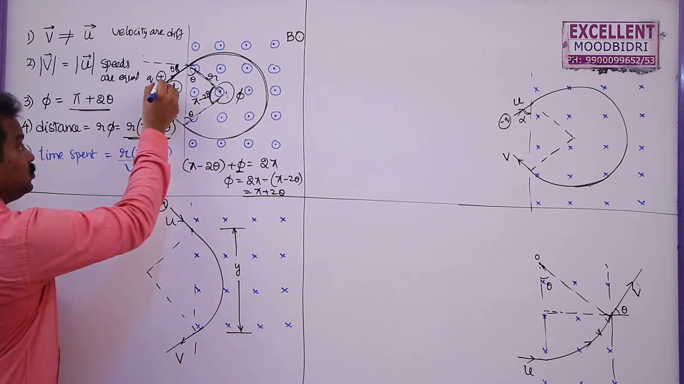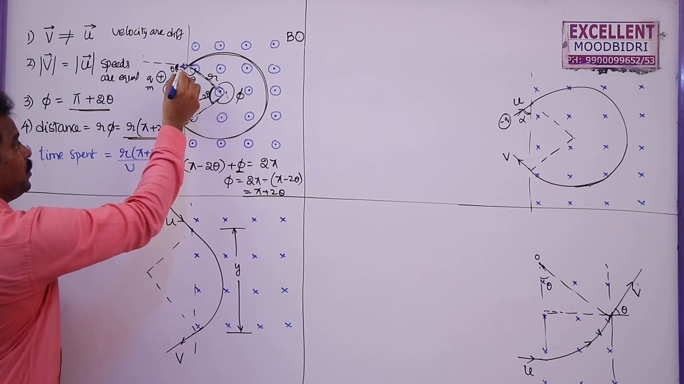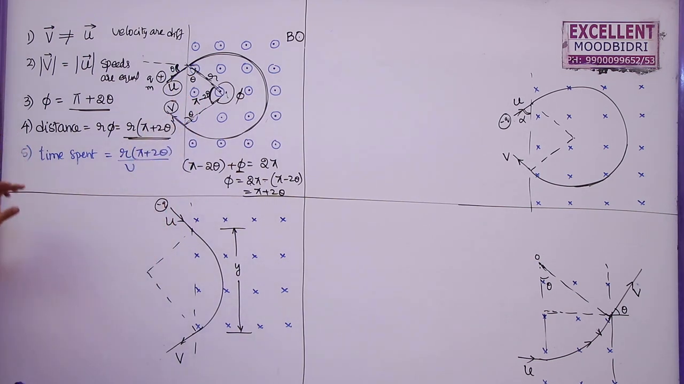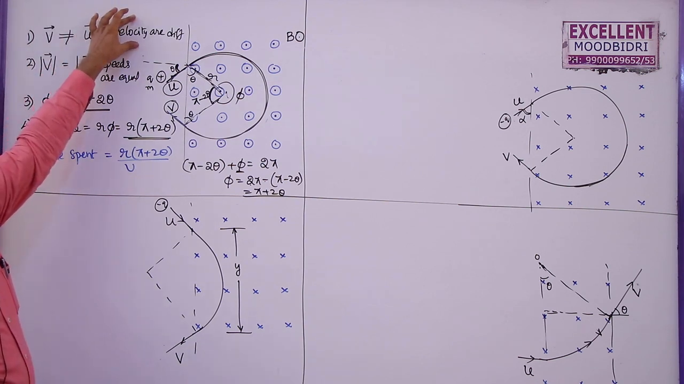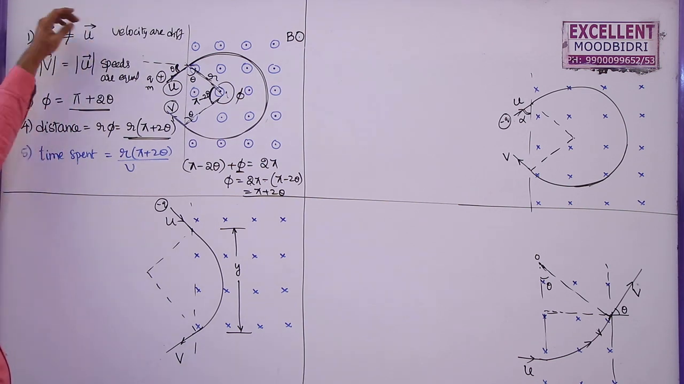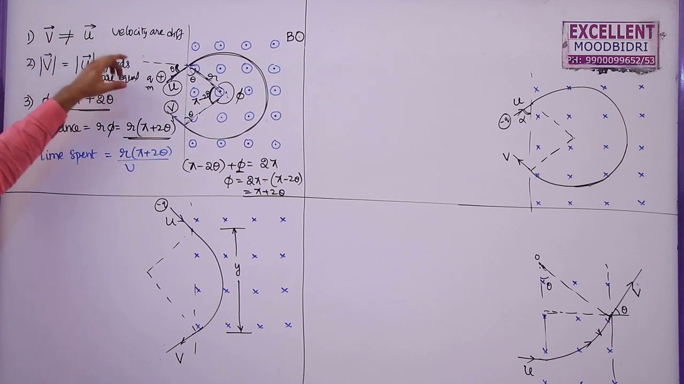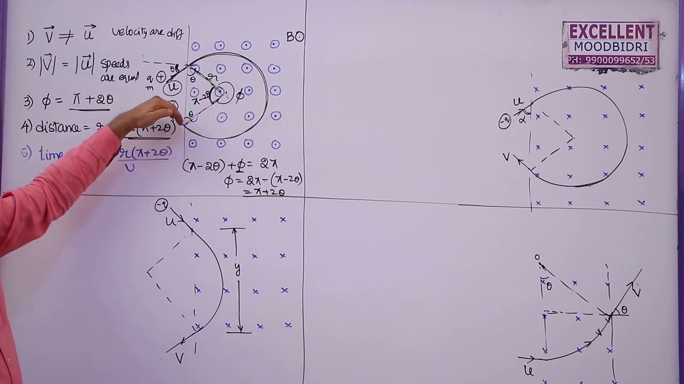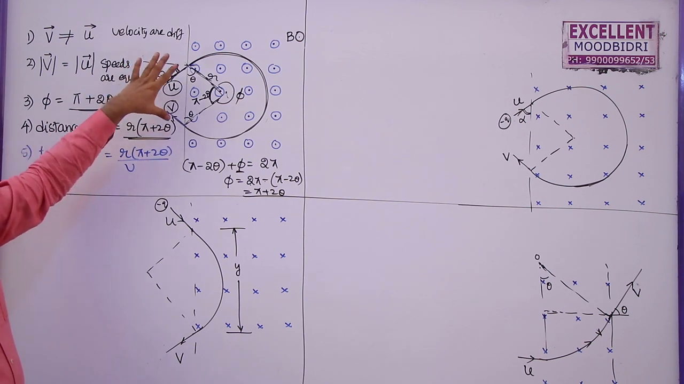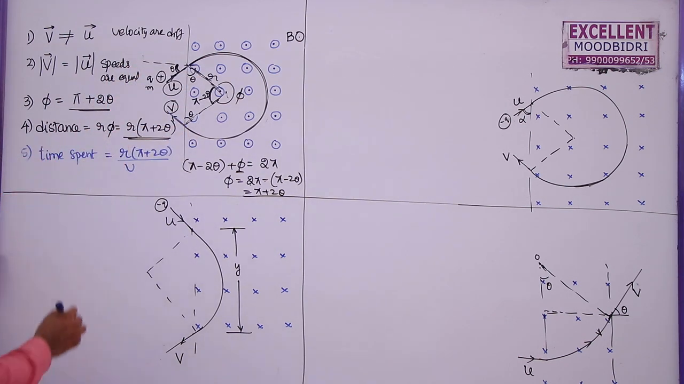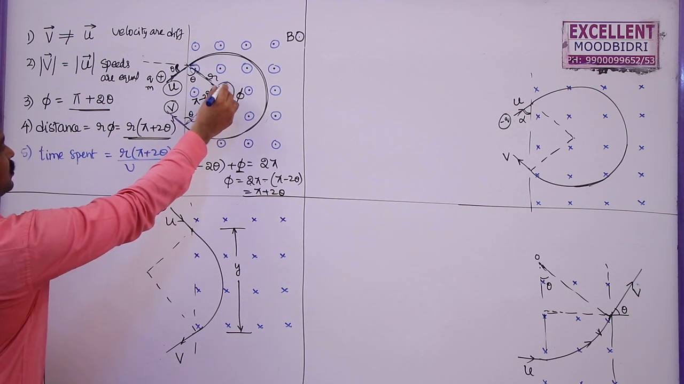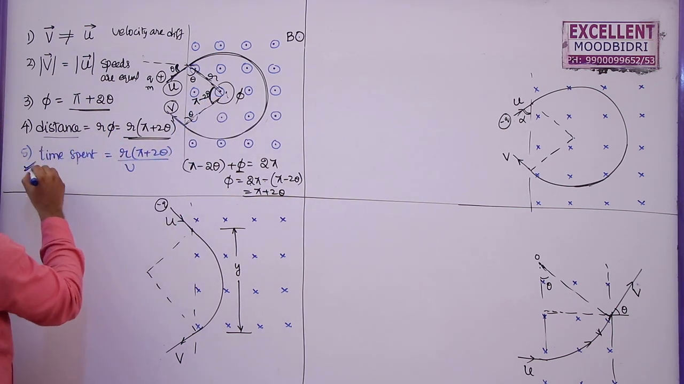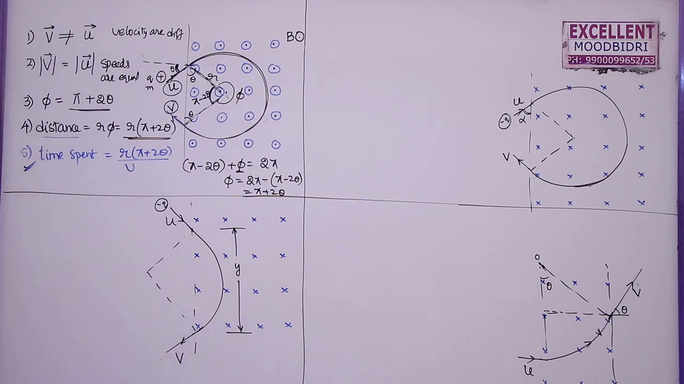If a positive charge enters a magnetic field perpendicularly with velocity u and leaves with velocity v, please remember the velocity's direction is changing, so the velocity vector is changing, but the speeds are the same. Only the direction changes, but the speeds are the same. Third, the angle described at the center is this much. From this you can find the distance traveled, and using this you can find the time spent also.